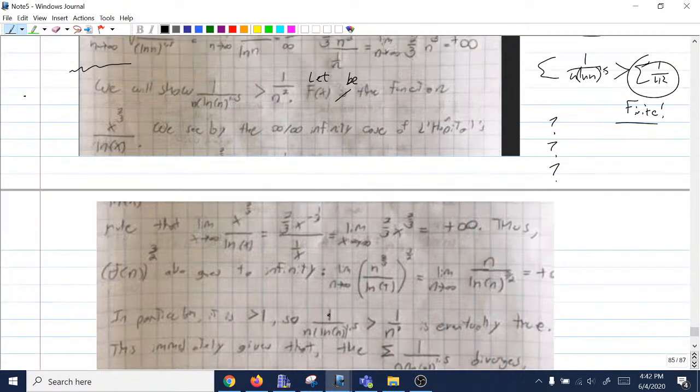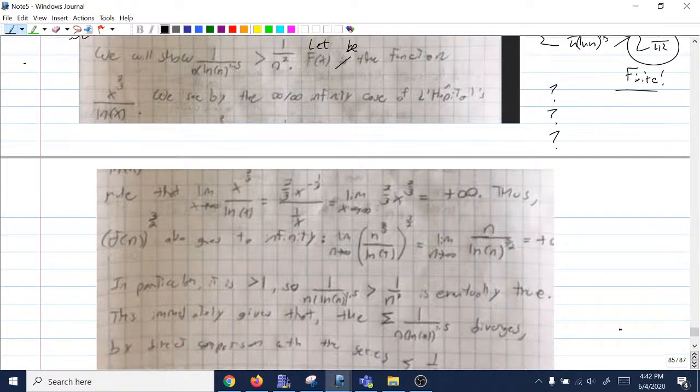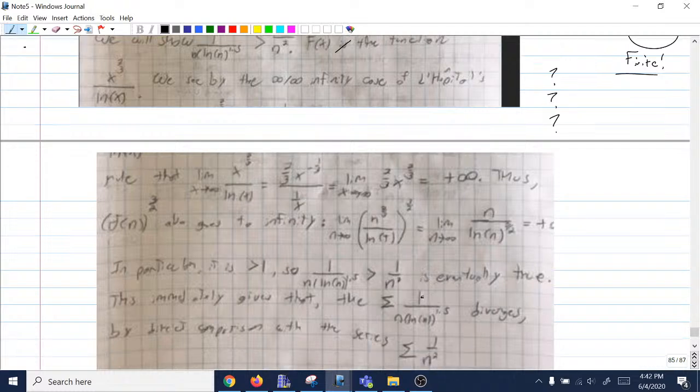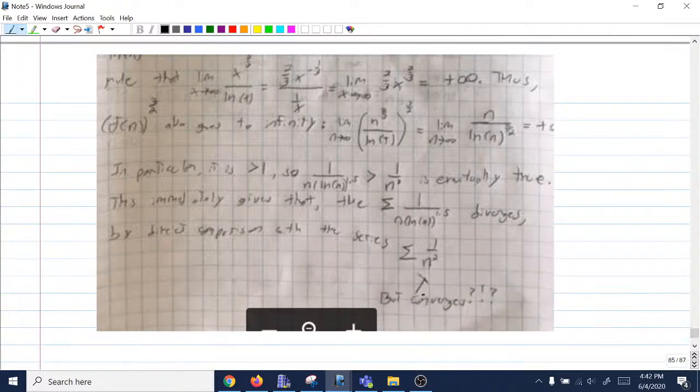You see from L'Hopital's rule that this limit is plus infinity. So, f of n goes to infinity. This limit is plus infinity. In particular, it's bigger than 1, so this is bigger than this is eventually true. Awesome. This immediately gives that this diverges by direct comparison with this series.